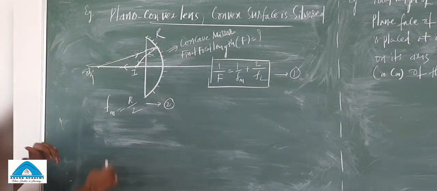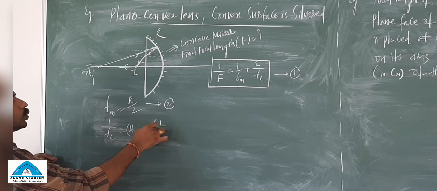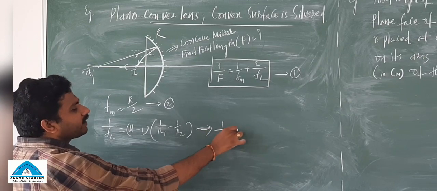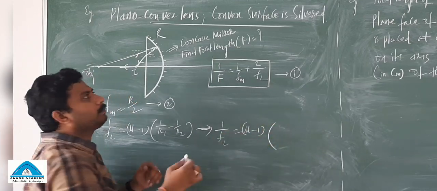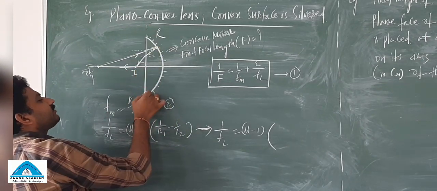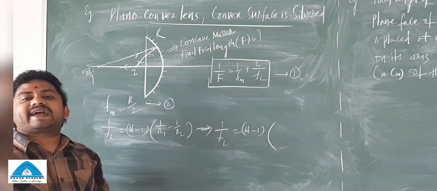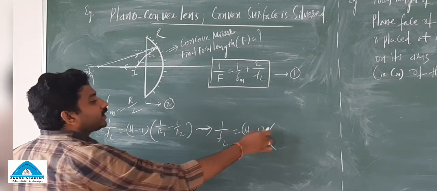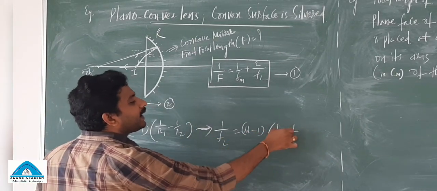And for the focal length of the lens, 1 by focal length of the lens is equal to (mu minus 1) into (1 by R1 minus 1 by R2). So how can I write it: 1 by focal length of the lens is equal to (mu minus 1) into 1 by R1. What is the first refracting surface? This is the first refracting surface, whose radius of curvature is that of a plane surface. It is not curved, so its radius of curvature is infinite here. So I can write it as 1 by infinity minus 1 by R2.